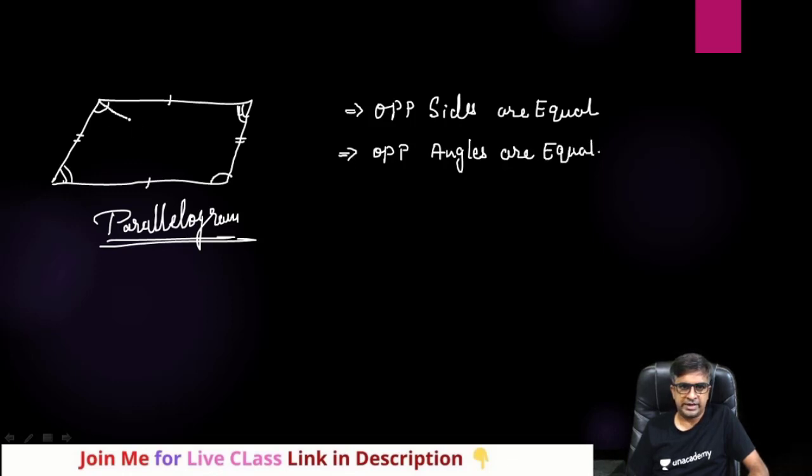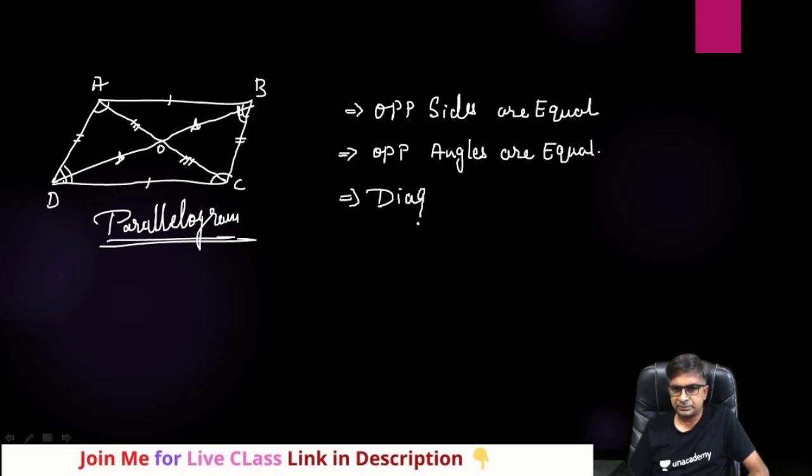Then what about diagonals? Diagonals, one will be smaller and one will be bigger. So they are not equal, but they are bisecting. Means this will be equal to this and this will be equal to this. Take it as O, A, B, C, D. So we can say that AO equals CO and BO equals DO. So only diagonals bisect each other.